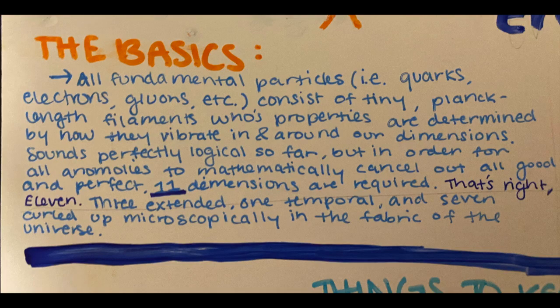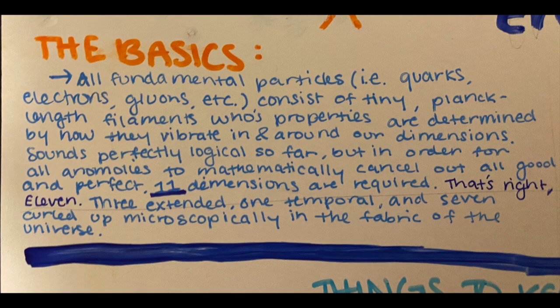And the basics of string theory are that all fundamental particles, quarks, electrons, gluons, etc., everything in the Standard Model, consists of tiny Planck-length filaments whose properties are determined by how they vibrate in and around our dimensions. And to me, that sounds perfectly logical. Sure, maybe if you go further into an electron, they're made up of similar things as a gluon and as everything else, as a quark.